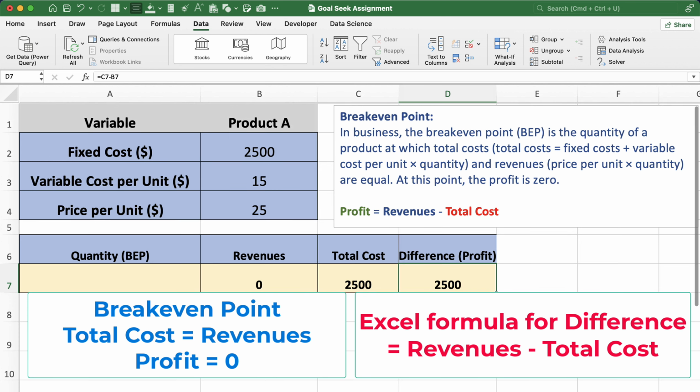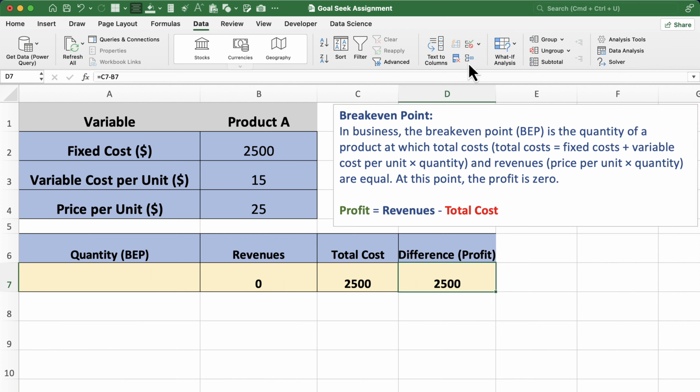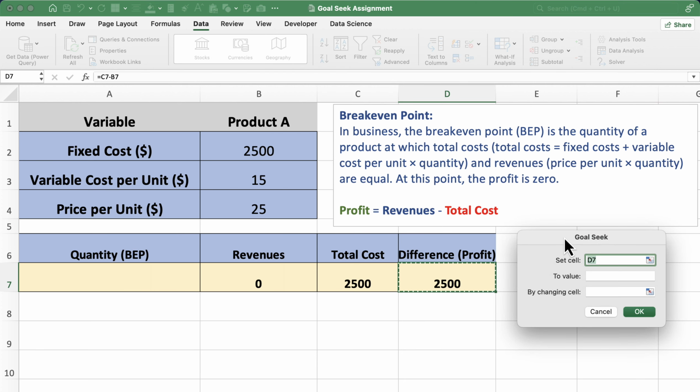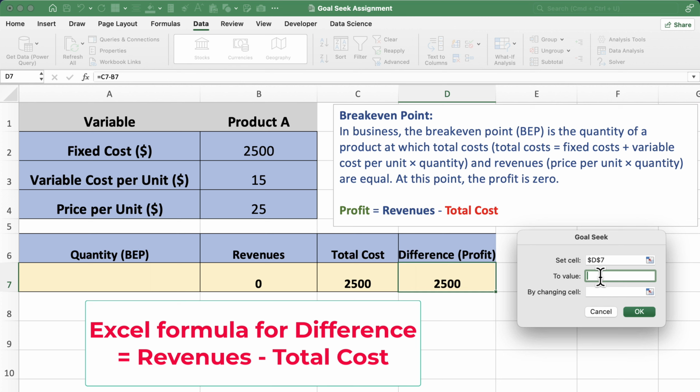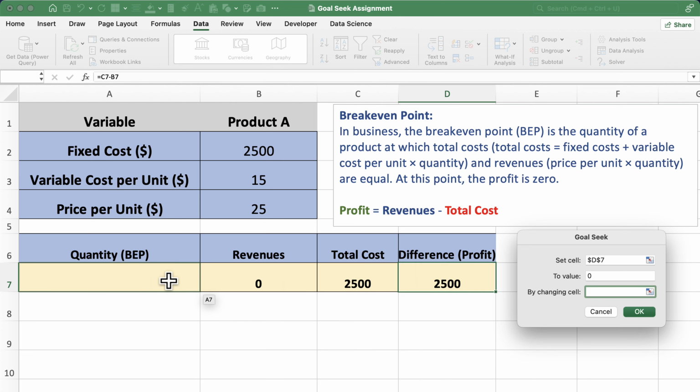To calculate break-even point, I will use the goal seek function. Click on Data, and then What-If Analysis and Goal Seek. And here in Goal Seek, set cell this difference to 0. I want to set it to 0 because my objective is to calculate break-even point, and break-even point is the point at which the difference of revenues and total cost is 0. So I will set it to 0 by changing cell, that is quantity.